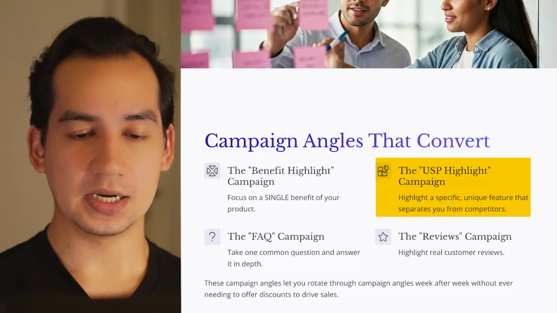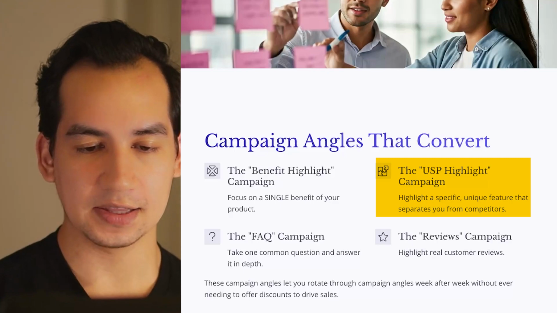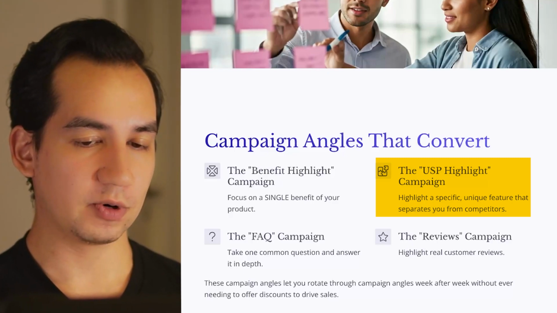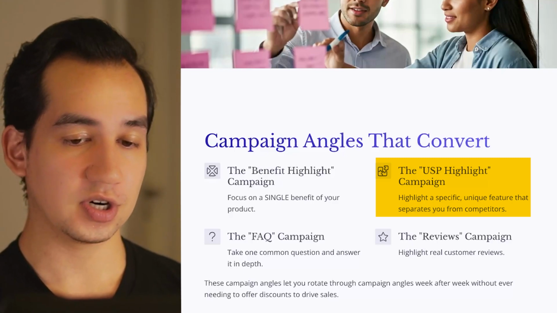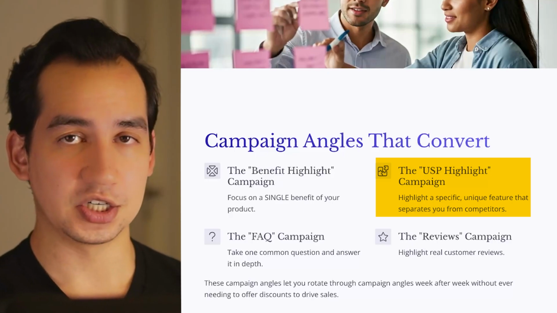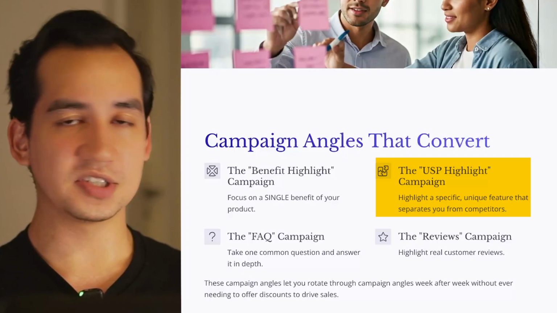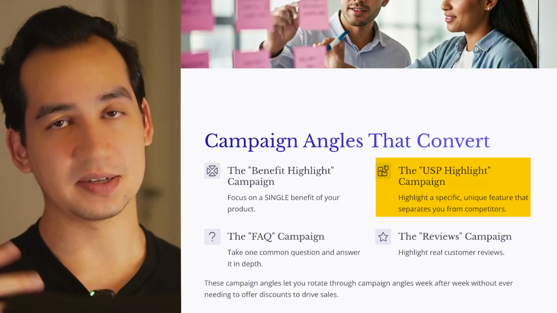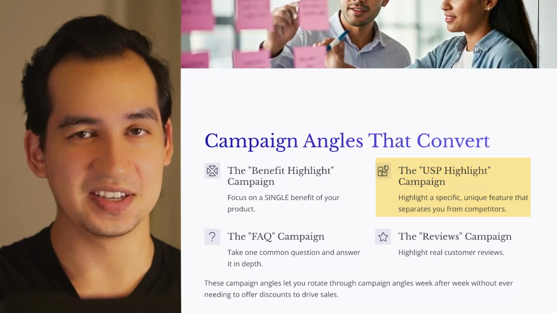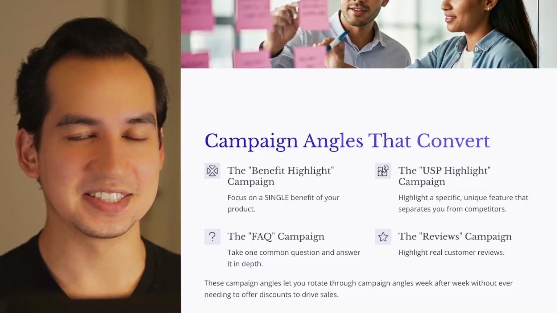So that's number one. Number two is the USP highlight campaign. This is where we're highlighting a specific unique feature that separates you from competitors. It could be anything really, but it's going to be the most effective when it's something your customers actually factor into their purchasing decision when they buy from you.